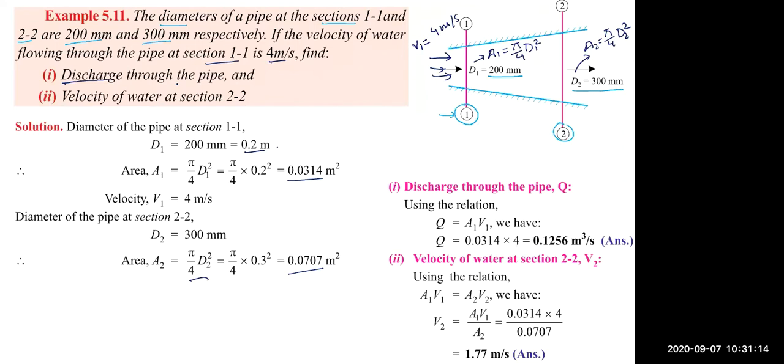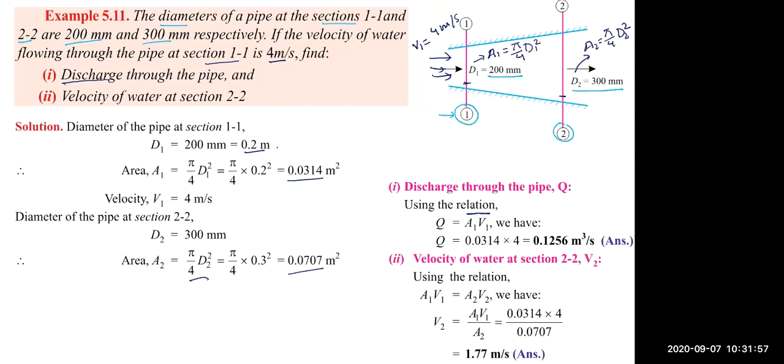As you all know, the formula of discharge is A1 into V1. The discharge of the pipe Q will remain the same whether it is at section 1 or at section 2. The amount of water entering at this location, the same amount of water will exit over here. But you can see that the cross-sectional area here is less and here you have a bigger cross-sectional area. So if the same water is flowing through a larger cross-sectional area, then definitely you can understand that the velocity will decrease.